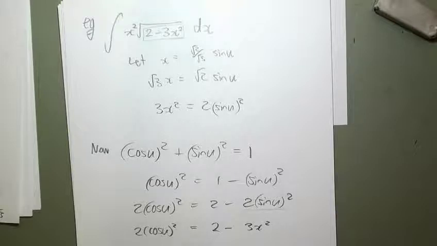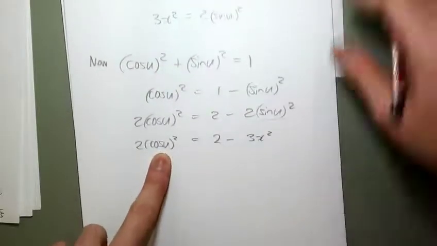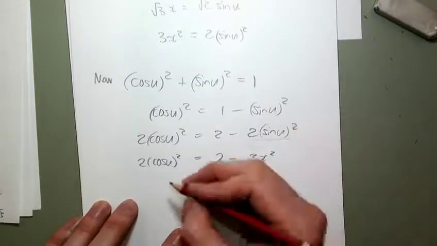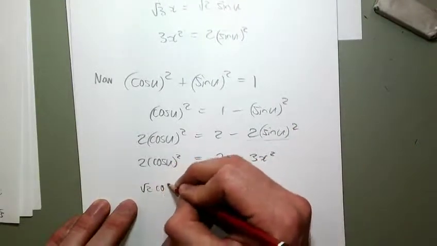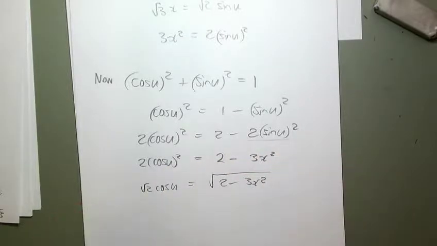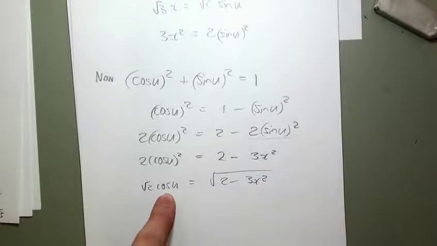Now cos u squared plus sine u squared is 1, which means that cos squared equals that, which means that 2 cos squared is that, which means that 2 cos squared u is equal to 2 minus root 3x squared, which means that root 2 cos u is actually equal to this. And that's great, because my whole point of this was to turn that annoying square root into something that is much, much simpler.